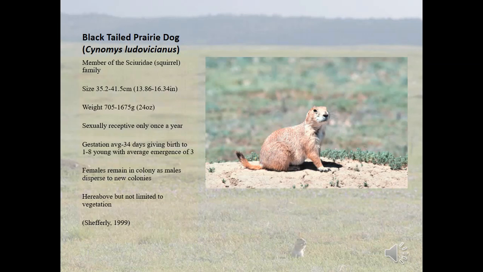There is a common misconception that, like other rodents, the prairie dog breeds frequently and produces many offspring. However, it has been found that the female prairie dog is only sexually receptive one day of the year, giving birth to 1 to 8 young. Of that, there is an average emergence of 3 from the burrow, as high infant mortality rates and cannibalism threaten the young. After emergence, young males will disperse to new colonies to reduce interbreeding.